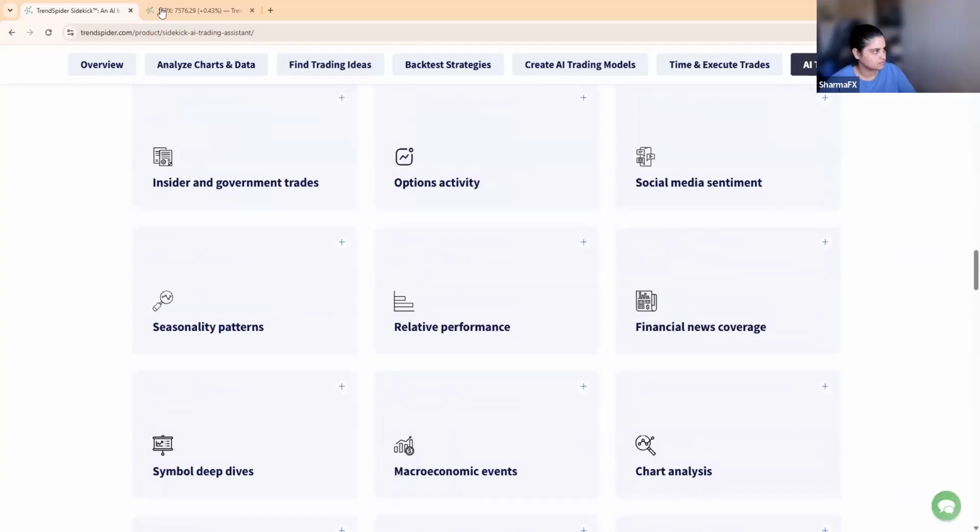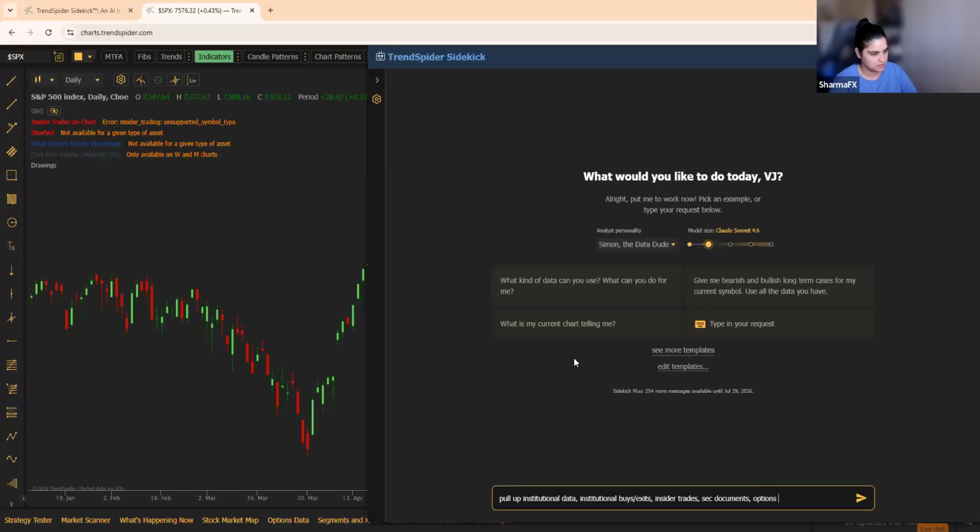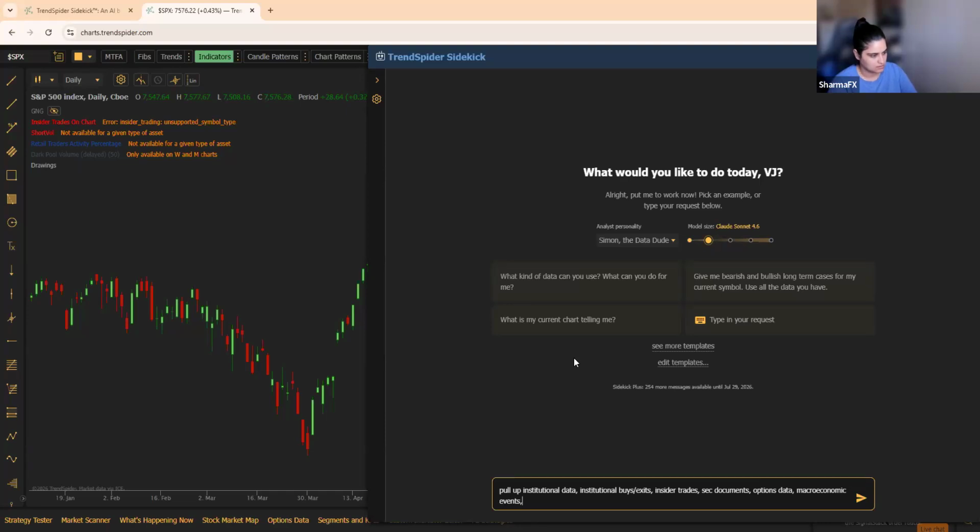That's pretty much it. Options data, macro, economic events. I want to look up also headlines that are impacting very specifically S&P 500, NASDAQ, and Dow Jones.